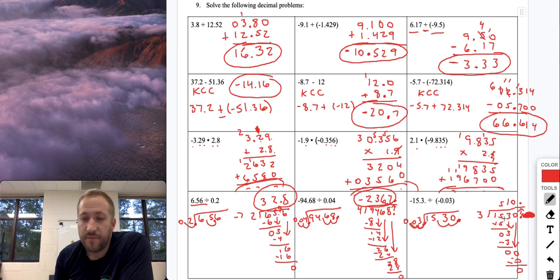Is my answer positive or negative? Let's look. A negative divided by a negative. Oh, same signs. I get a positive answer.